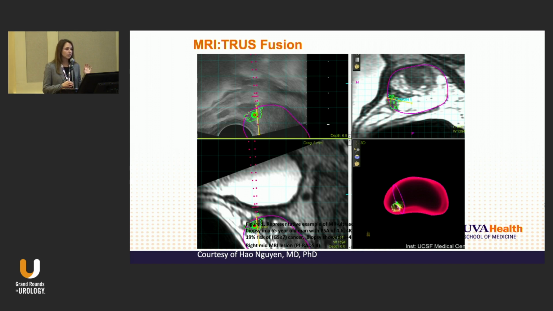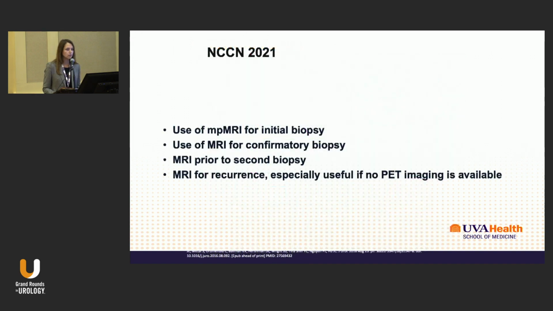And interestingly, MRI fusion versus cognitive fusion in all trials actually does not show a significant difference. So whether we're doing it with cognitive fusion or the actual Euronav technology or the other companies, it doesn't actually make a difference. So going to NCCN, what I've summarized here is if you look at NCCN 21, where is MRI in all of this?